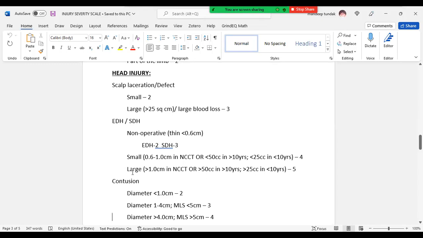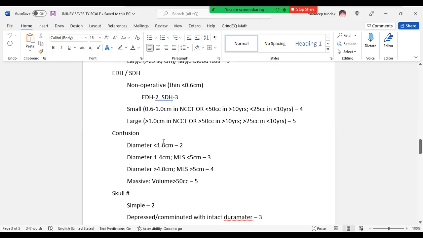Coming to contusions, if the diameter is less than 1 centimeter, it is 2. If the diameter is 1 to 4 centimeter and the midline shift is less than 5 centimeter, the score given is 3. If the diameter is more than 4 centimeter and the midline shift is more than 5 centimeter, the score given is 4. And if the contusion is very massive, which means the volume is more than 50 cc, the score given is 5. You see, as of now, I have not told you any injury which has a severity of 6.